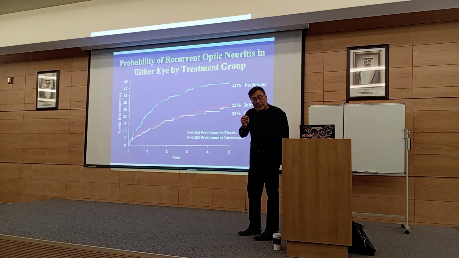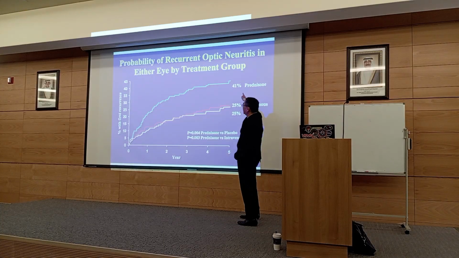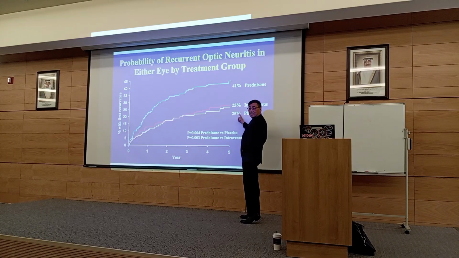So don't poke the bear, okay? There is no role for oral steroids in conventional dosing for optic neuritis. If you give oral steroid in conventional dosing, you're the villain. You made the person get a recurrence. It would have been better if you gave them a Snickers bar.